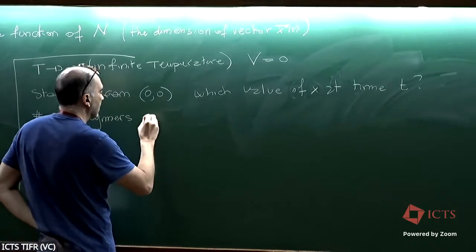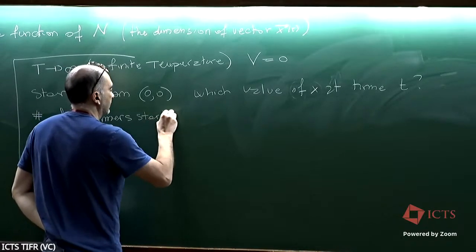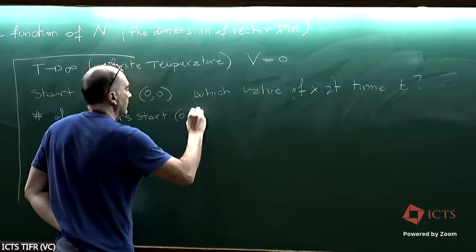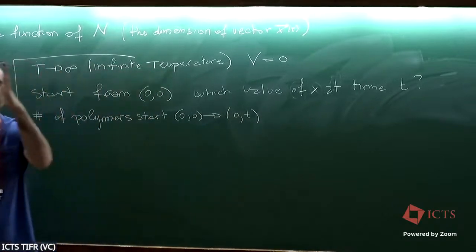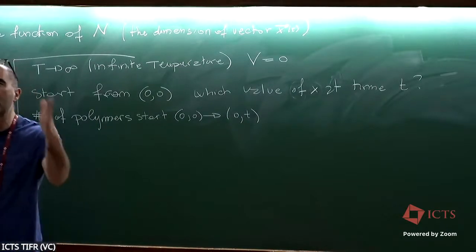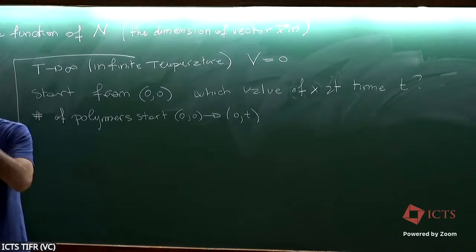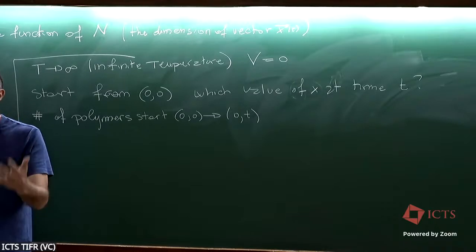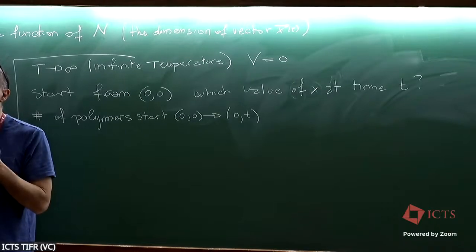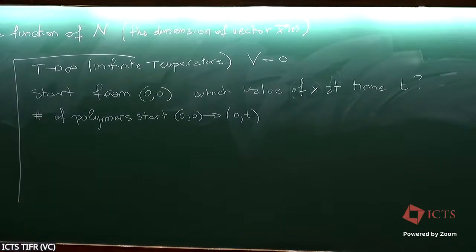Now, what is the number of polymers that start in 0, 0 and end up in 0, t? You do the same number of plus as minus, the same number of right and the same number of left. So how many possibilities do I have to find this configuration? The potential is given, it is always this one, okay?